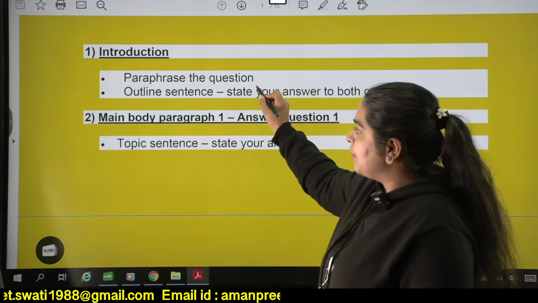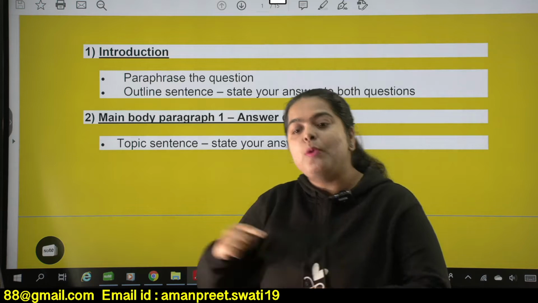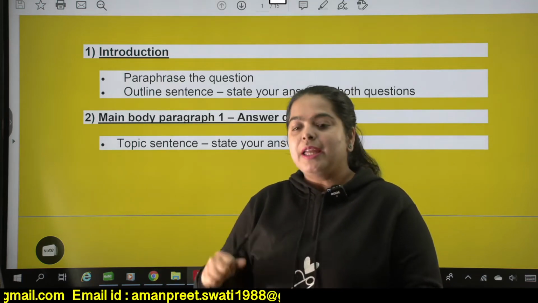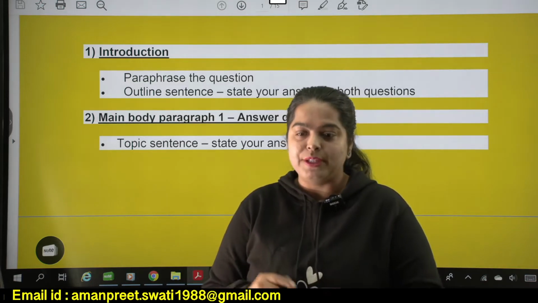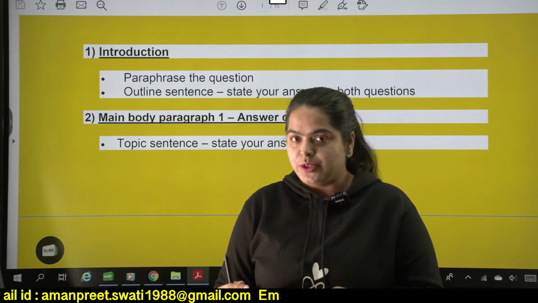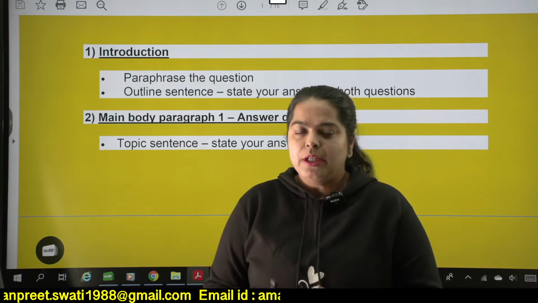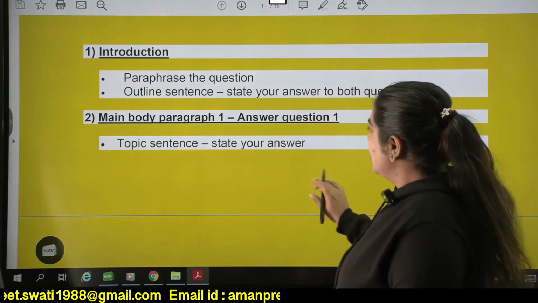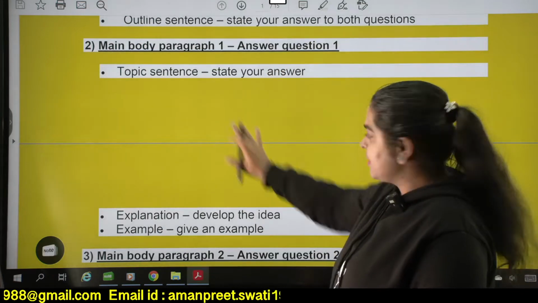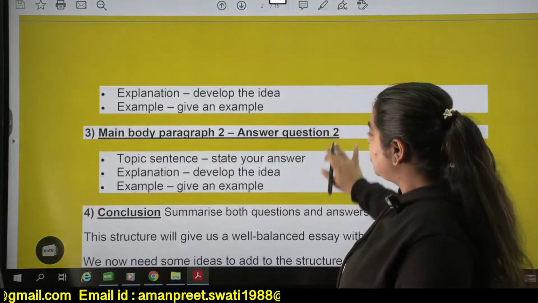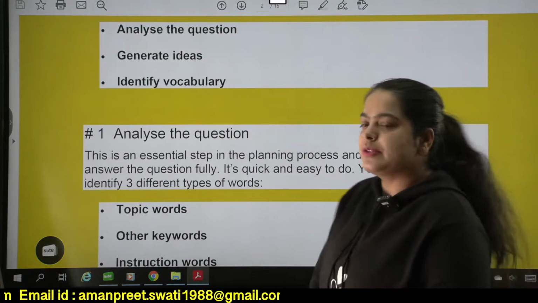You will have to paraphrase the question and outline the sentence. That means you will have to give an answer to both the questions. For example, in the given situation there were two questions. One was linked with the preservation of the natural resources, and the other was linked with whether there are any alternatives to these fossil fuels or not. Then there will be a body paragraph, topic sentence, and explanation. We'll come back to this, but first of all, what is the right technique to answer this particular category?